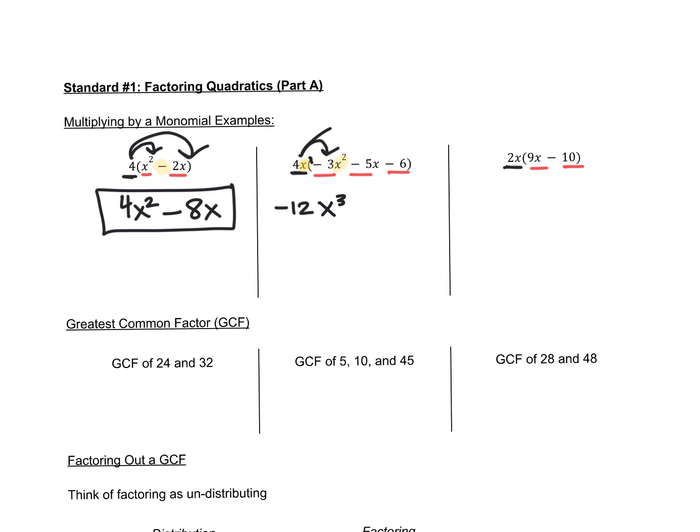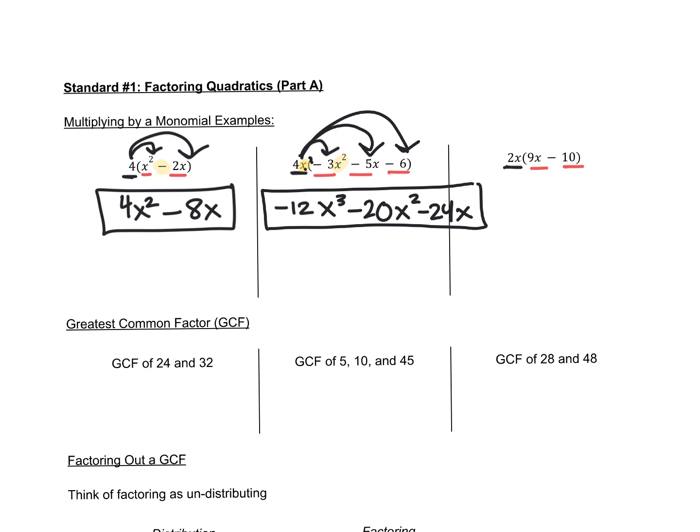All right, I'm going to go to the next term. 4 times negative 5 is negative 20. x times x is x squared. And then lastly, 4 times negative 6 is negative 24. x, and this one has no x, so that's just 1x total. That's my final answer.